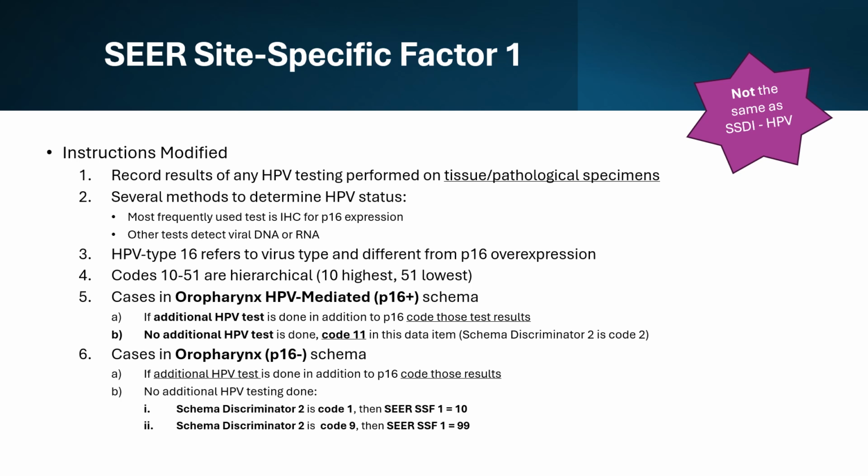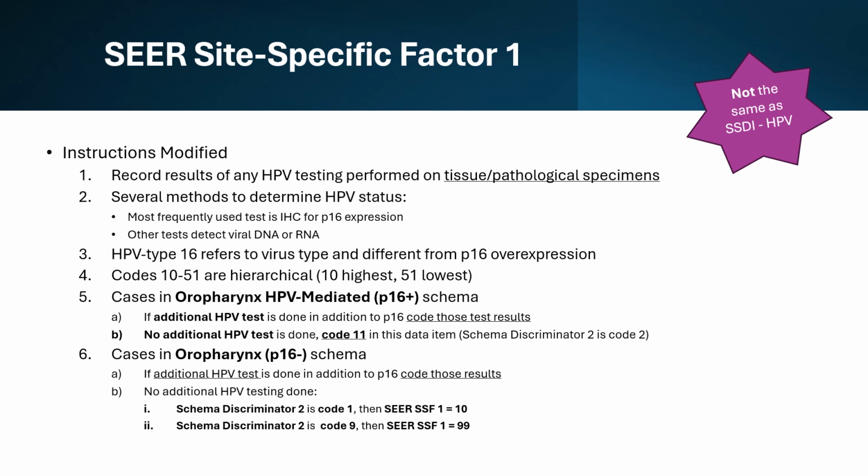The coding instructions have been modified as well. They are on this slide as well as in the manual. I want to point out 5 and 6. Those cases that are in the oropharynx, HPV mediated or P16 positive schema: if additional HPV testing is done in addition to P16, code those test results. If there is no additional HPV testing done, code 11 in this data item. Your schema discriminator 2 should also be coded to 2 as well if you code this as 11.